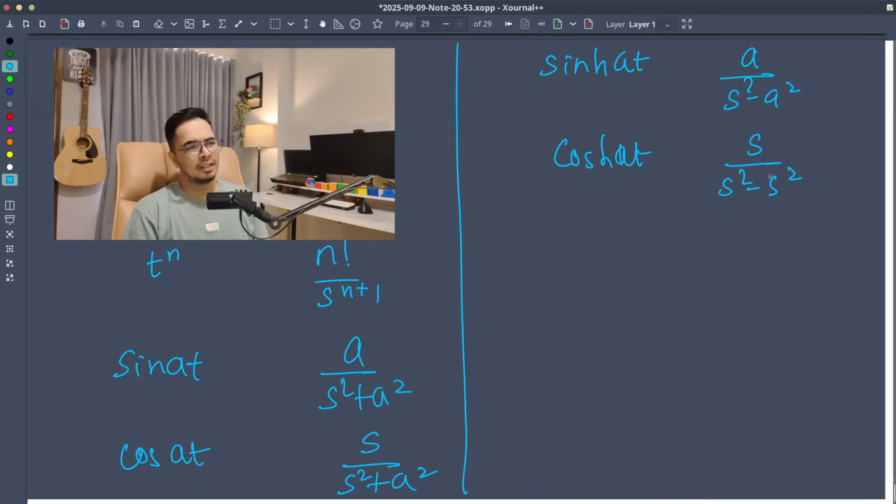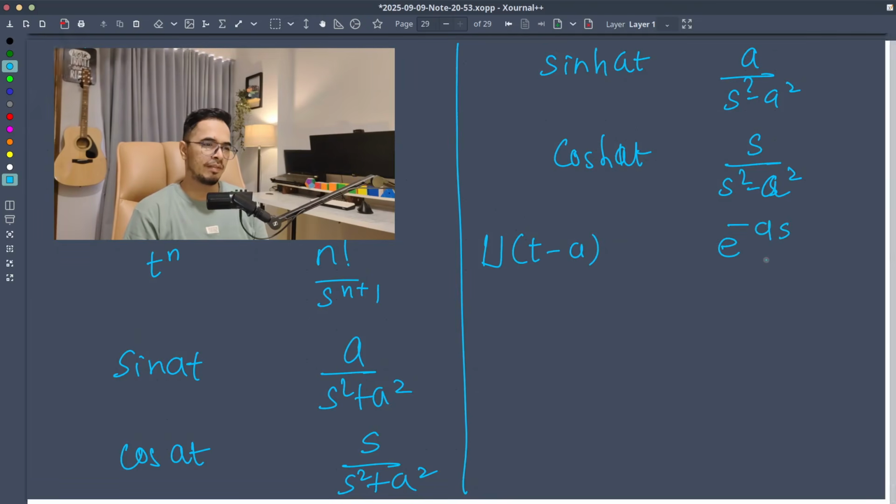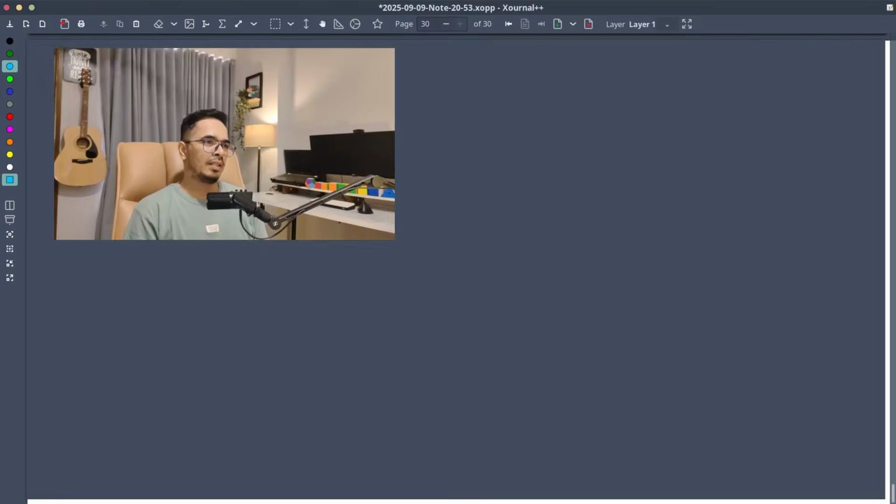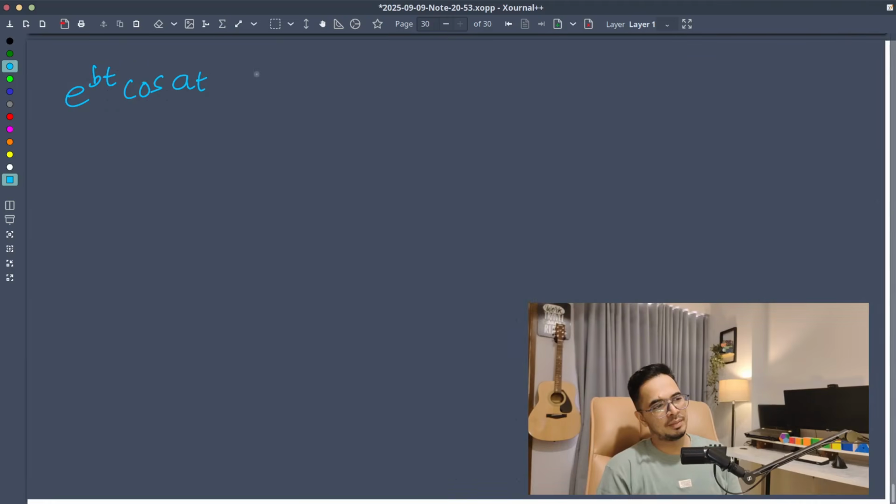If we have a unit step function u(t minus a), we know that the transformation is going to be e raised to minus as upon s, and if it is, say, a delta function, I mean a unit impulse function delta(t minus a), it's going to be e raised to minus as. If it is e raised to bt sin at, then it is going to be something like this. And if we move on to e raised to bt cos at, it is going to be something like this: s minus b divided by (s minus b) square plus a square, right?